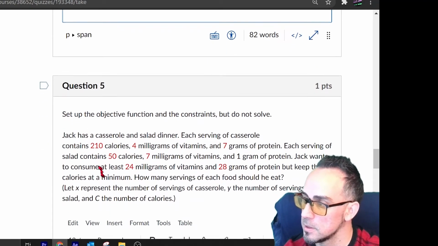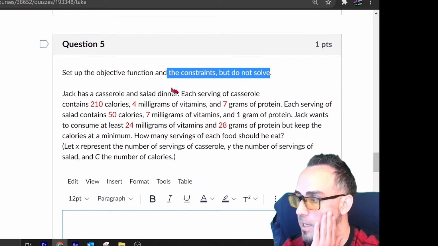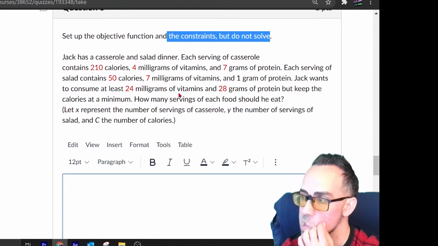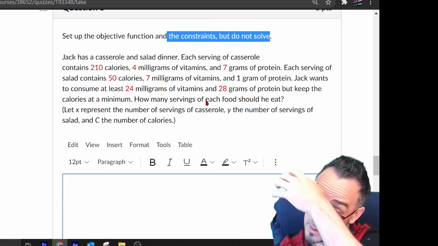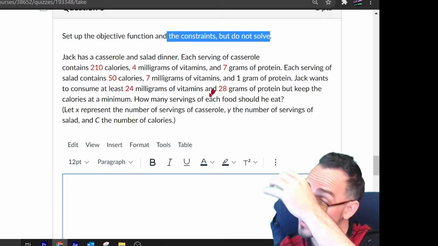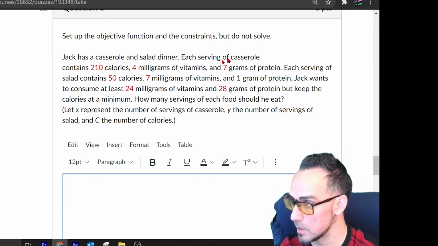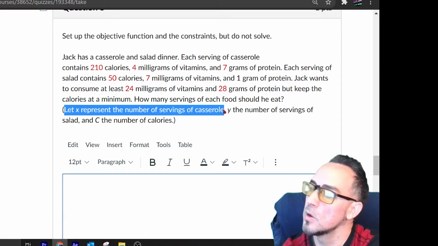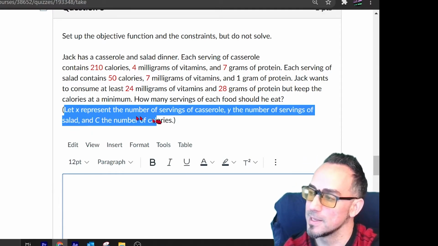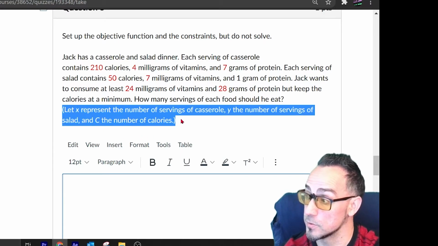Next question. Set up the objective function and the constraints, but do not solve. Jack has a casserole and a salad dinner. Each serving of casserole contains 210 calories, 4 milligrams of vitamins, 7 grams of protein. That's the casserole. Each serving of salad. Okay, so we got casserole and salad. They kind of made this one easy. They said let X represent the number of servings of casserole, Y the number of servings of salad, and C the number of calories. They kind of helped you on this question by defining the variables for you.